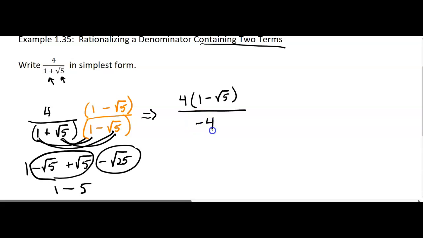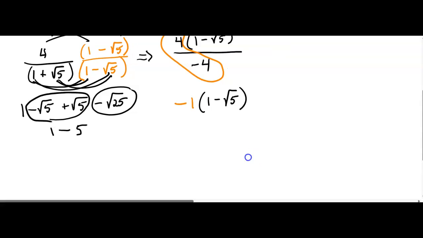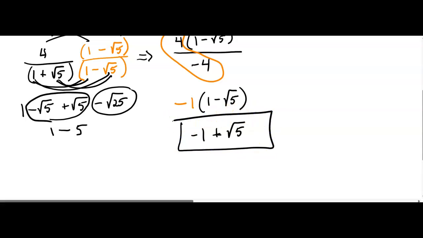Negative 4, right? Okay. So the reason I didn't distribute the 4 here is because look what's going to happen. These are going to cancel. So I'm going to have a negative 1 times 1 minus the square root of 5. Now, I probably wouldn't leave it that way. I would go ahead and distribute. I'd probably make it, let me scroll, negative 1 plus the square root of 5. And I would probably leave my answer like that. Usually we put the radical at the end.